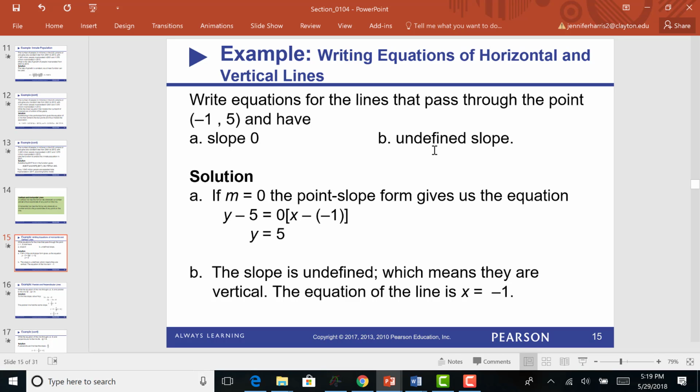Now, here's the second one. It wants it as an undefined slope. What does that mean if the slope is undefined? It's a vertical line. All righty. So erase this right here and now create a vertical line. Now, what's the equation of that line? X equals what? -1. So whatever your x value is the answer. X equals -1. Done. So that's x equals -1 is your equation.